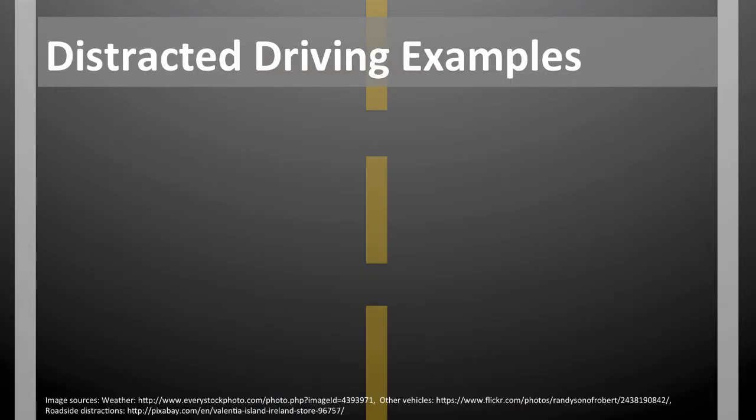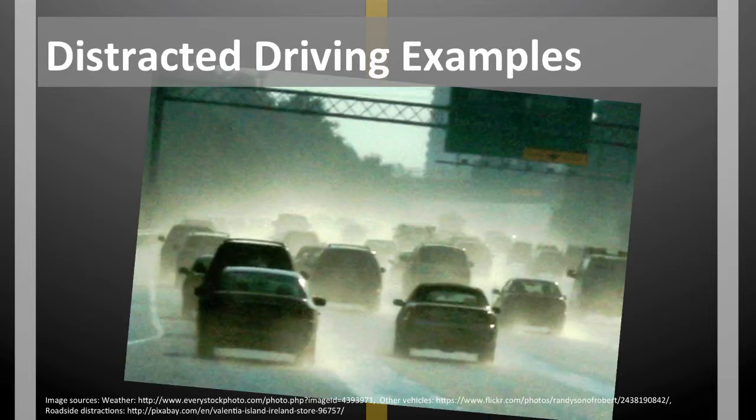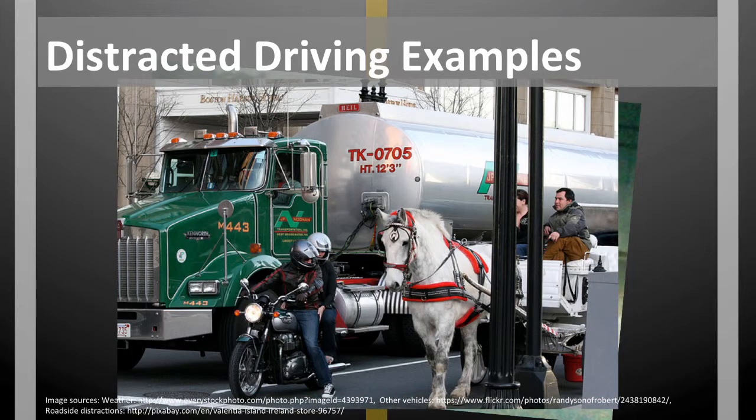There are also distractions that are located outside of the car. Those include weather. Depending on the conditions, weather can be distracting. It could decrease visibility or cause an increased level of stress. There are other vehicles besides cars on the road. We may be distracted by some vehicles. Look at this motorcyclist. Does he look distracted by the horse-drawn carriage on the road next to him?